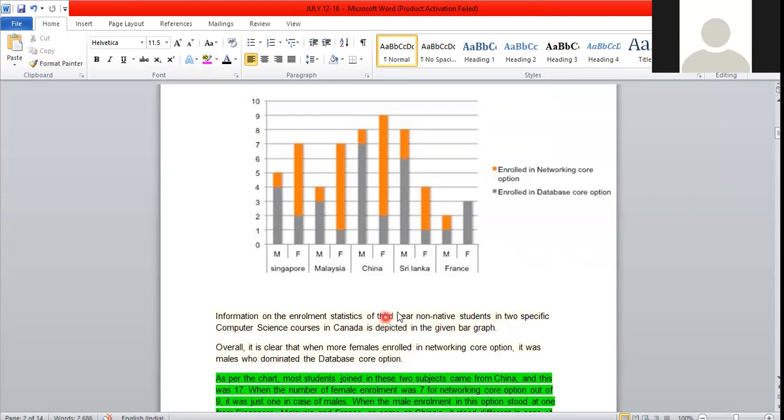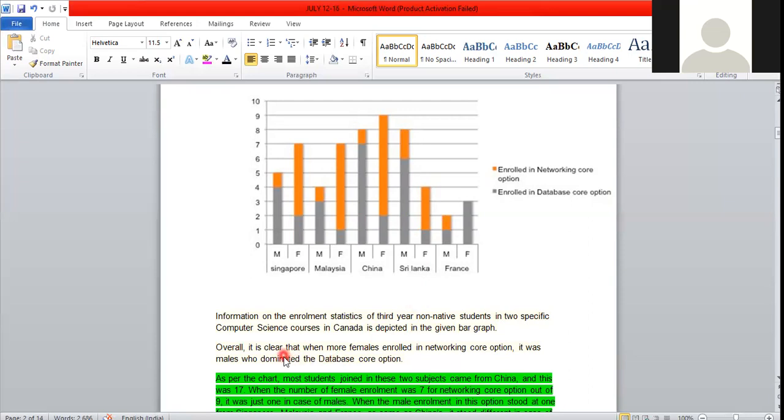So it's a non-native student, so we call it overseas student. Information on the enrollment statistics of third year non-native students in two specific computer science courses in Canada. So which are the two specific computer science courses? It is the networking core and the database core.